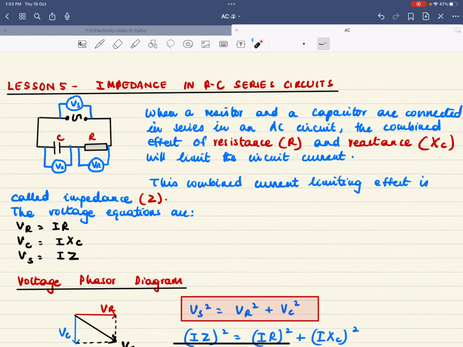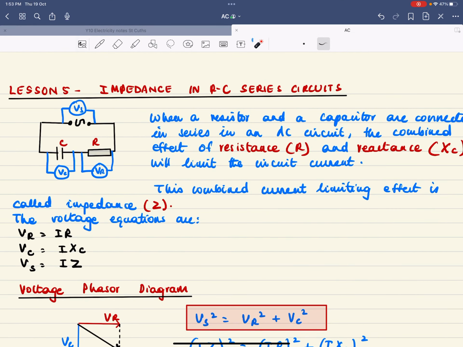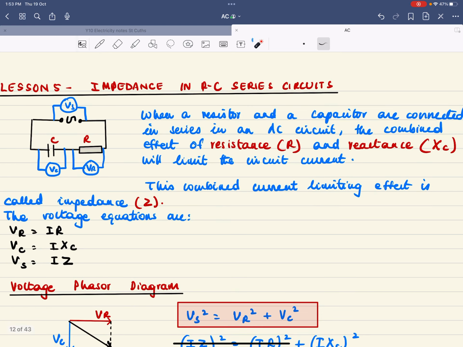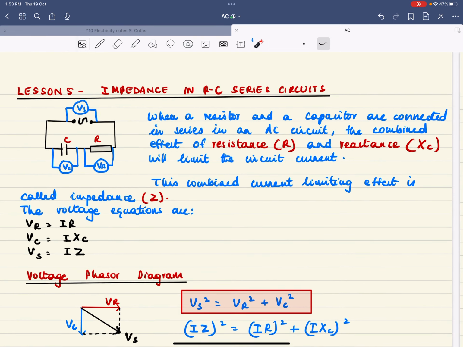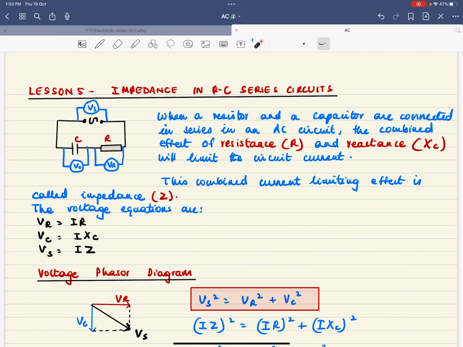This is John with lesson 5 for year 13 physics, and this one is about impedance in a resistor capacitor series circuit where the supply is an AC supply. So when a resistor and a capacitor are connected in series in an AC circuit, the combined effect of resistance and reactance will limit the circuit current, and this current limiting effect is called impedance.